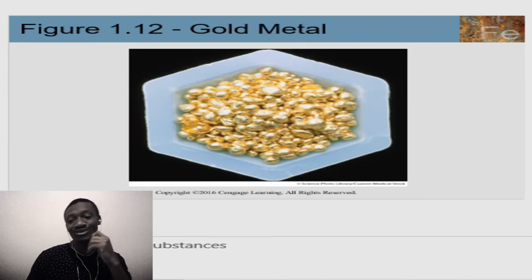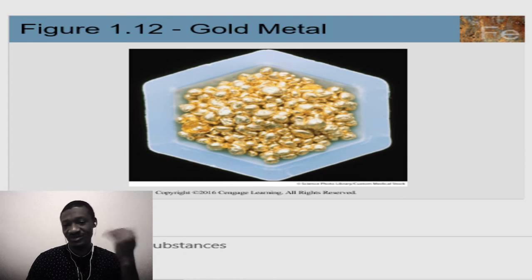So we have gold. Everybody has gold. Everybody wants to get gold. Gold is a symbol for excellence, standard, gold standard.